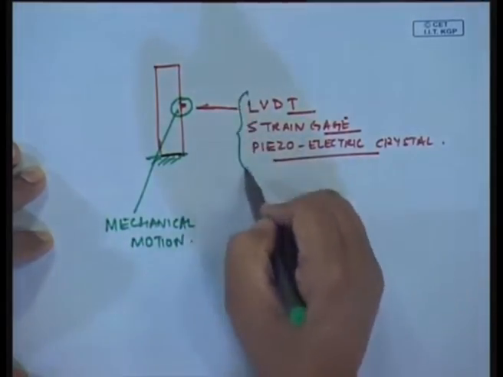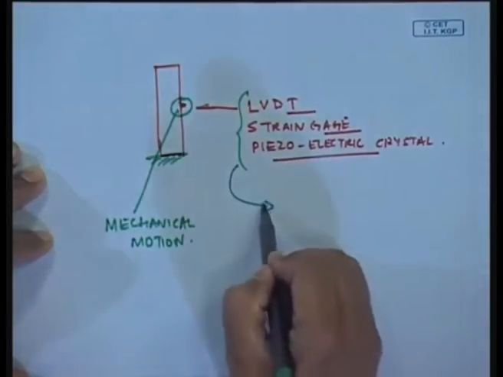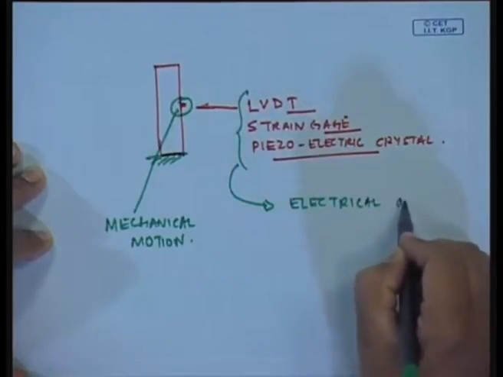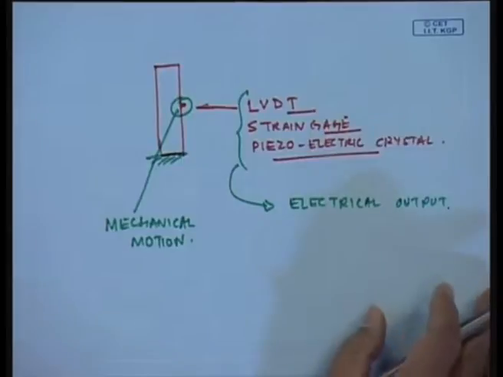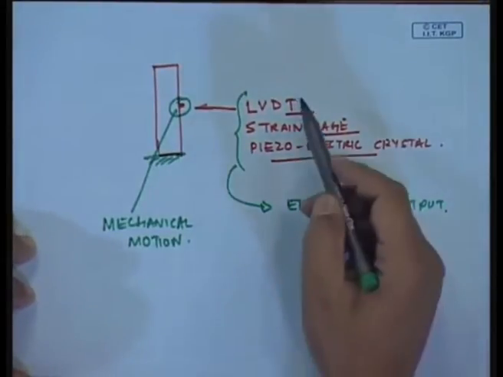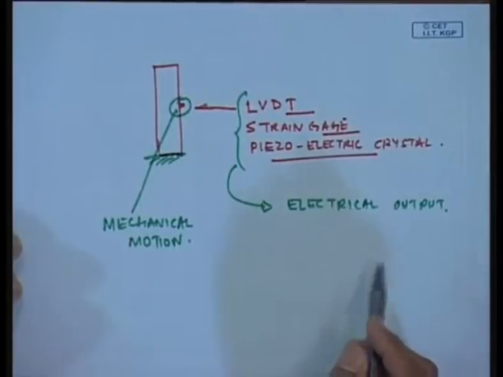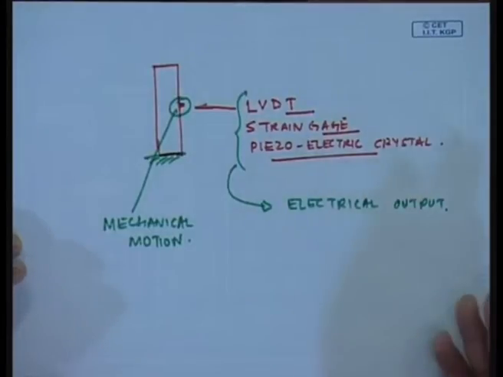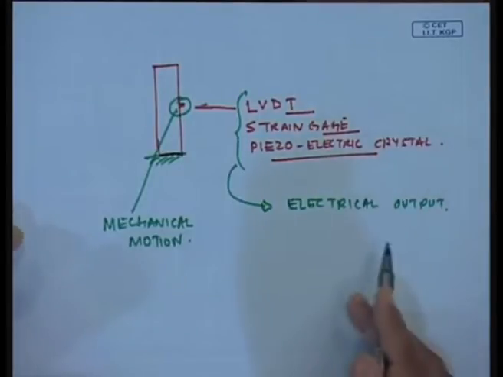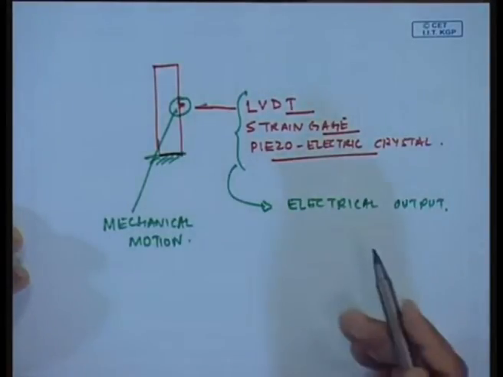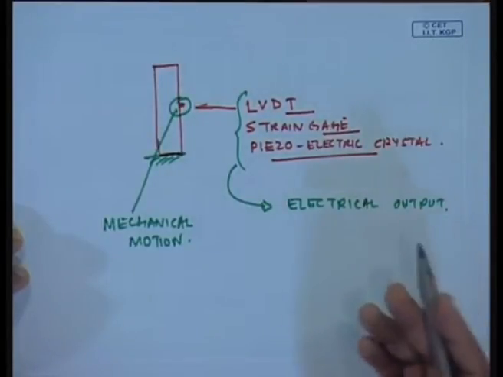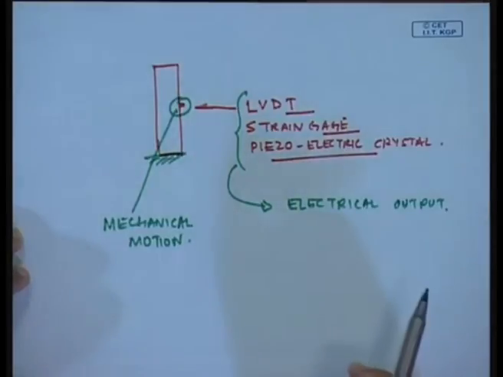Now, from these sensors I will get an electrical output. You may be wondering, well, why do we have so many different sensing elements? Well, it is because these sensing elements have different characteristics. Some may have a poor response, some may have an excellent response, some may not respond at certain ranges, some may not work at high temperatures, some may not have a linear output. So, these are characteristics of sensing elements.